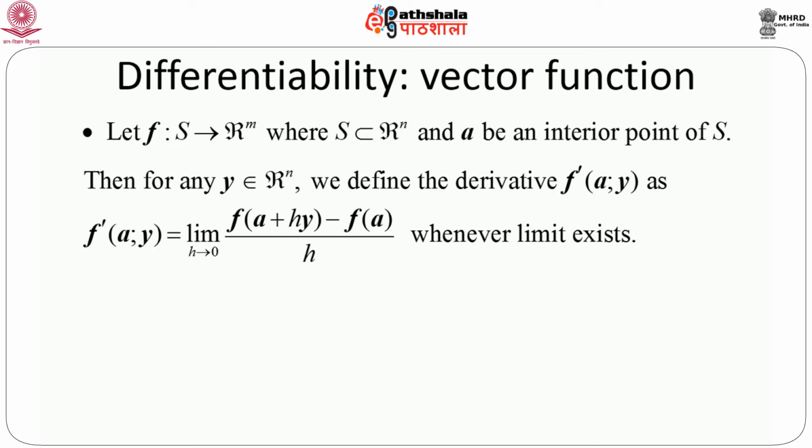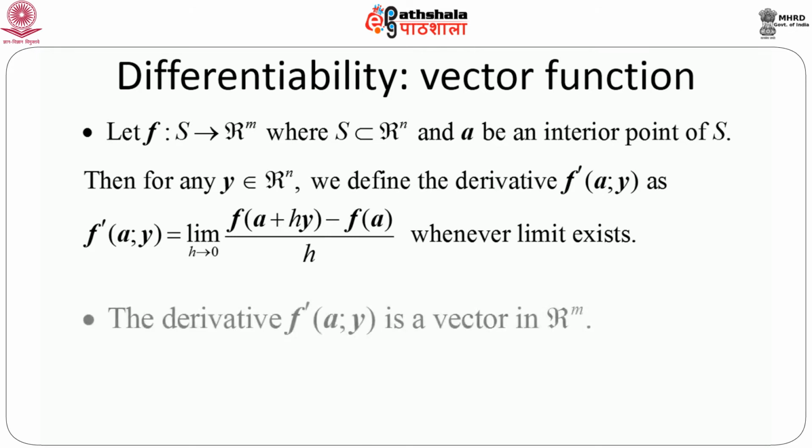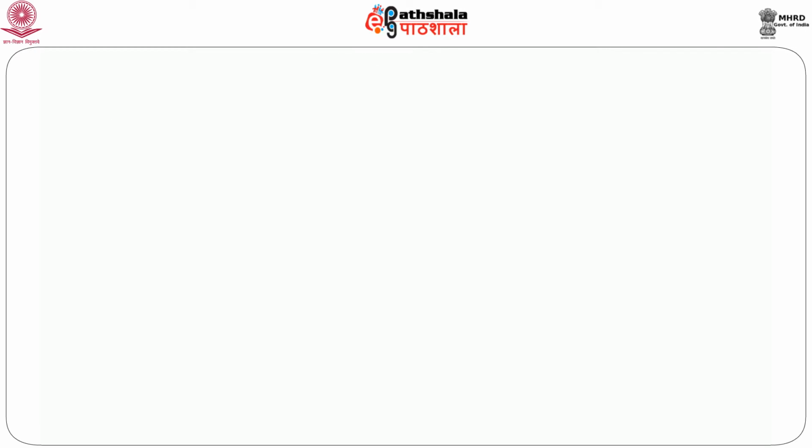Then for any y belongs to Rn, we can define the derivative f prime a semicolon y equals the limit as h goes to 0 of f of a plus h y minus f of a, divided by h, whenever this limit exists. If you look at this definition, it clearly reminds us of the formal definition of the differentiability of a simple real valued function. Now the derivative f prime a semicolon y is a vector in Rm, that is pretty obvious.